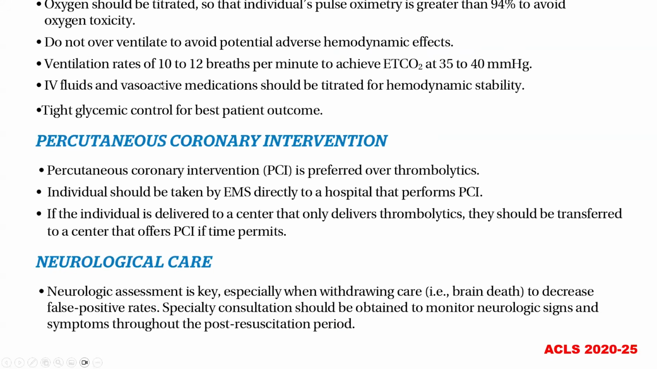Tight glycemic control for best outcome. So every small thing needs to be addressed and monitored. Percutaneous coronary intervention, especially in ACS patients. PCI is preferred over thrombolytics. Individuals should be taken by EMS directly to the hospital where PCI is available.